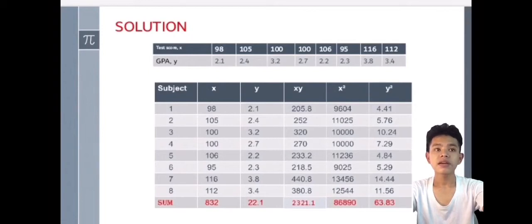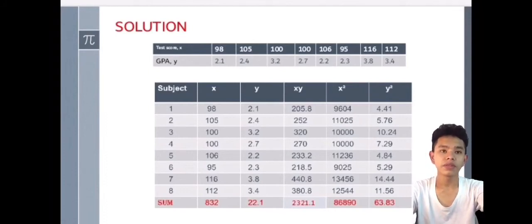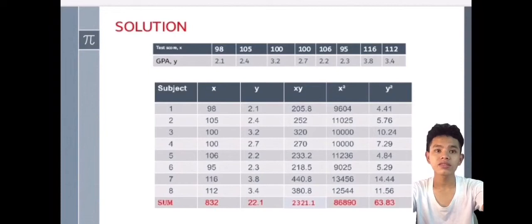And the number 7 is 116 times 116 is 13,456. And the last one is 112 times 112 is 12,544. So the summation of x squared is 86,890. So, i-add lang natin yan lahat sila. So, the summation of x squared is 86,890.